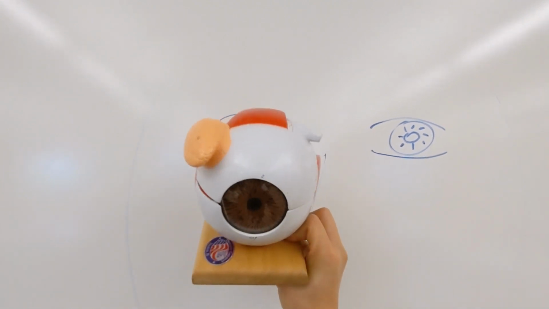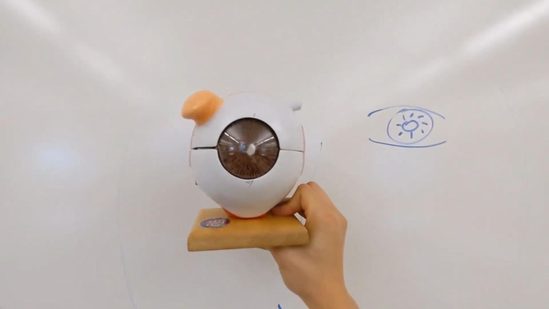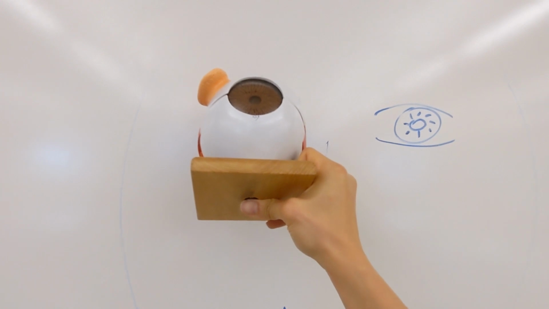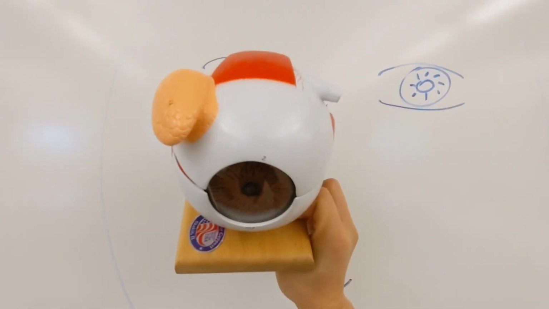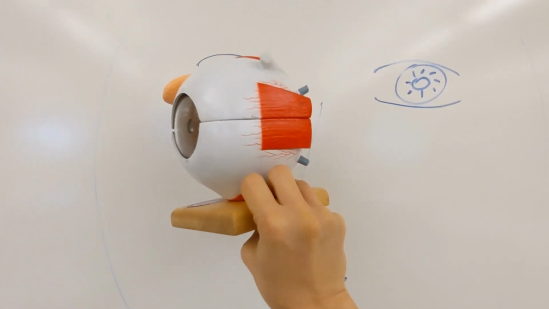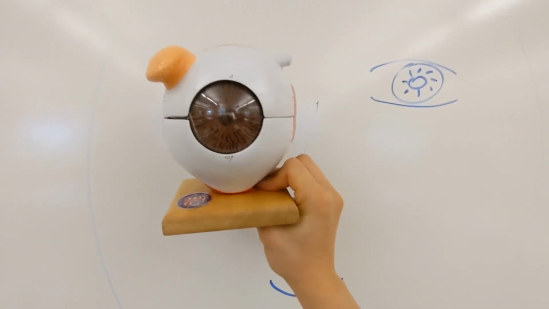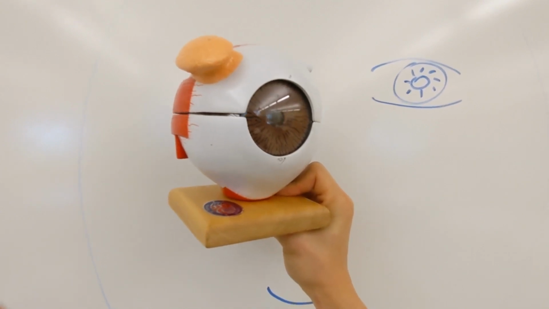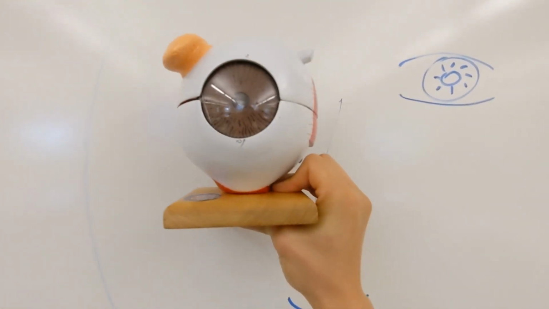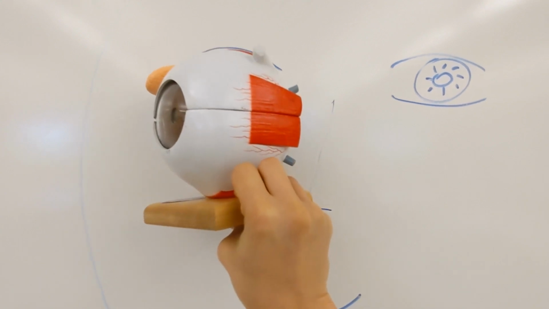We'll start from the top here, the superior rectus. This is what allows the eyes to look up, straight up. This inferior rectus down here is what allows the eyes to look down, straight down. The medial rectus here, off to the nose side, allows the eyes to move toward the nose. And here the lateral rectus is what allows the eyes to look to the side.